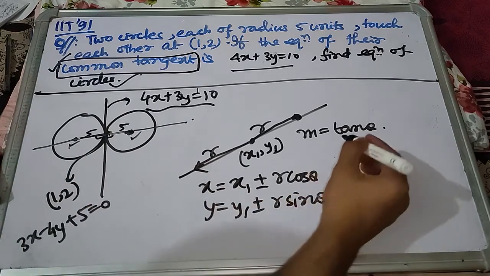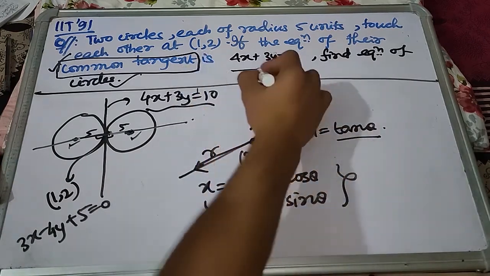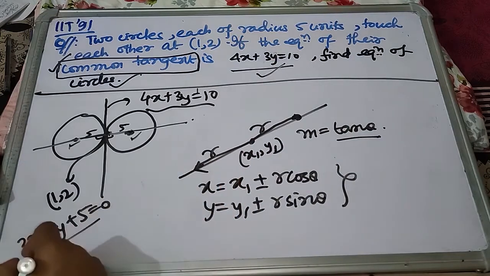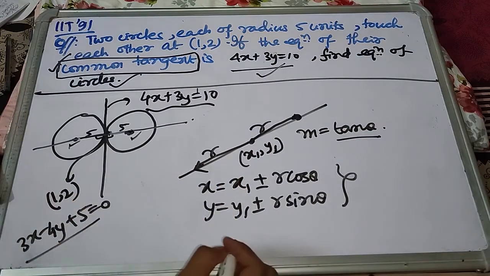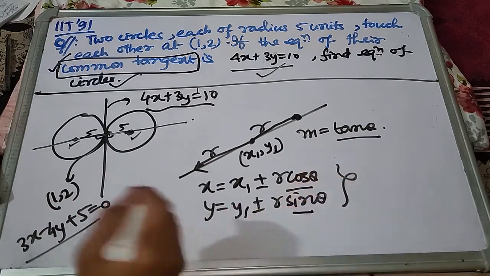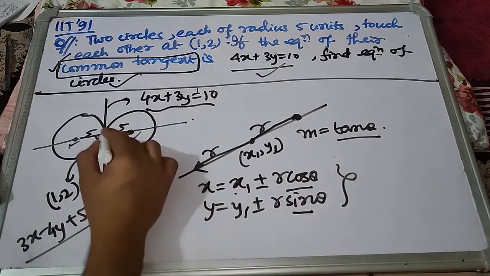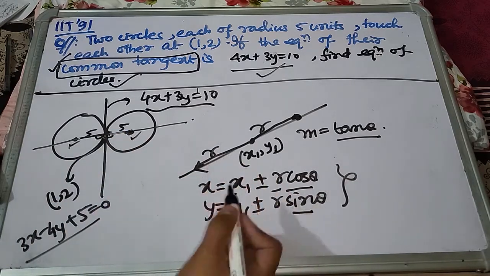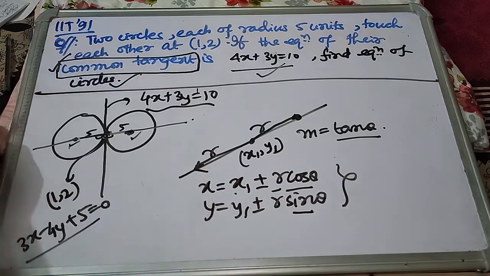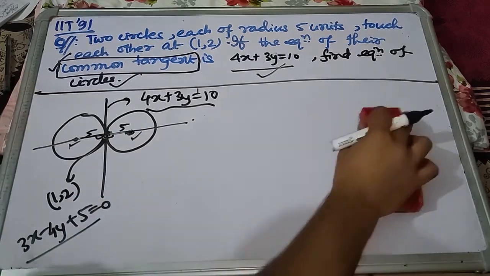Okay, so this tan theta is the slope. We have the slope of the line. This one is your line. So with the slope, sin theta and cos theta we can find. We also have x1, y1 as (1, 2). r is 5. Everything is available. Just we need to calculate. So let's do it.